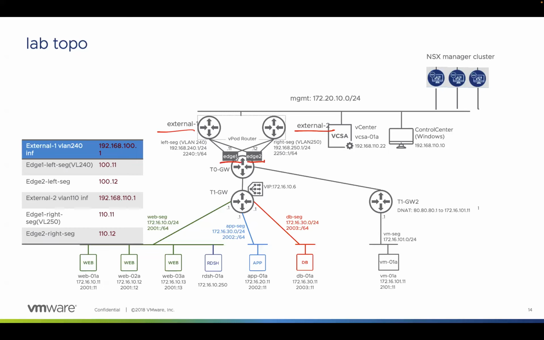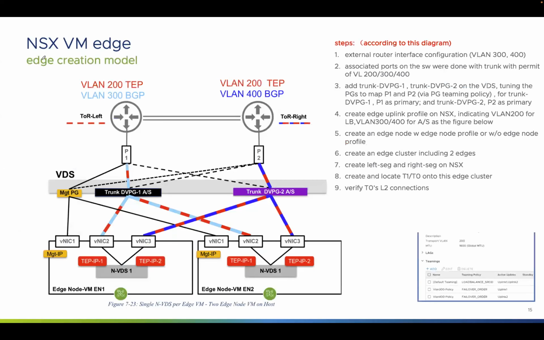In the last session, we talked about edge and edge cluster, and how you put your edge. Normally, we put two edges into one cluster. You can put more than two into the cluster, depending on what you need and your design. Here within this lab, today we're gonna create two edges, and also put T1s onto edges respectively. So let's take a close look at the VM mode edge.